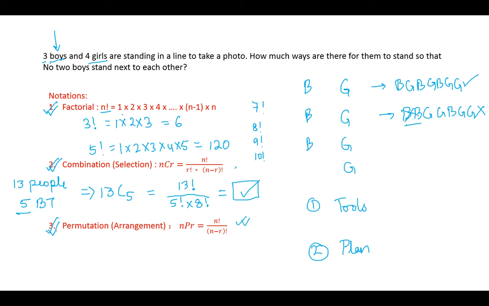Okay, for example, suppose I have to suppose I have 5 alphabets: A, B, C, D, and E.